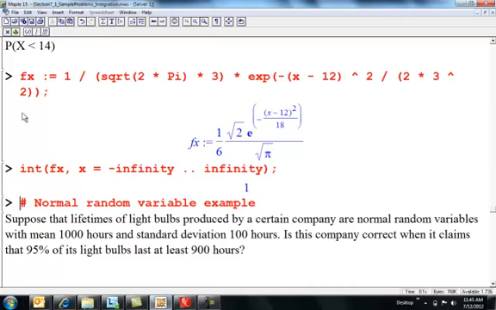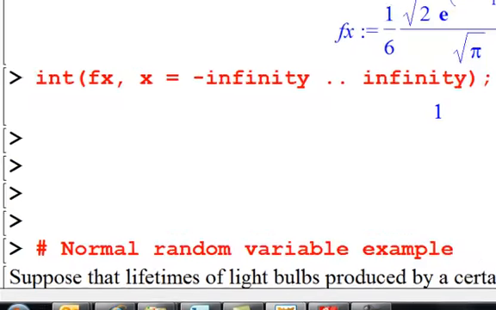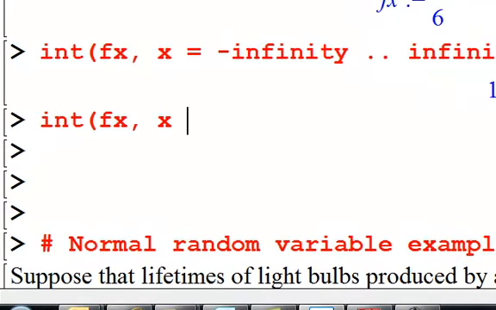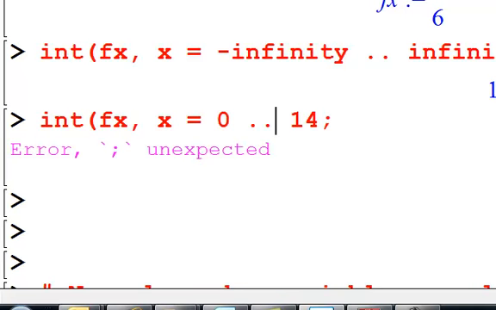Integrates to 1. Let's find the probability that somebody gets a score less than 14. We could go 0 to 14, since there's not really any area to the left of 0. So how about I do it, 0 to 14.